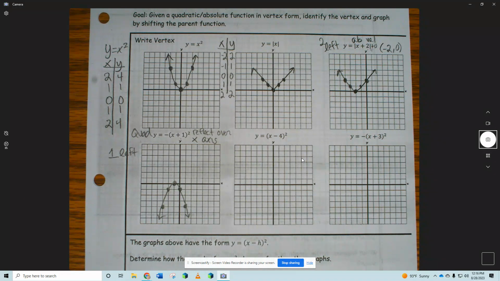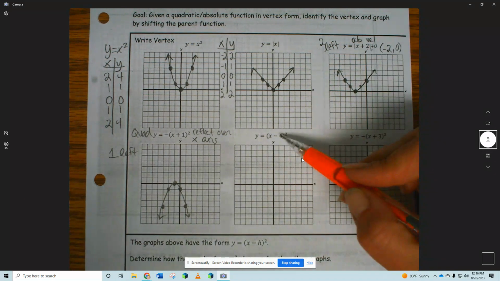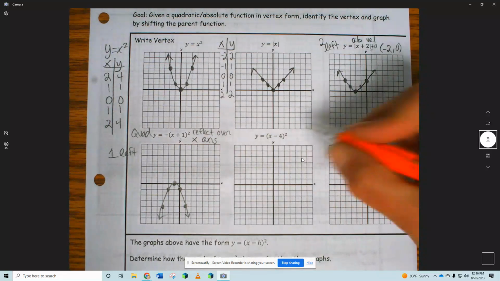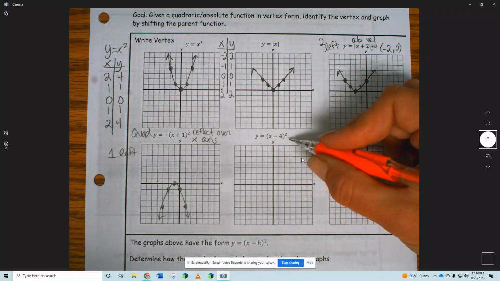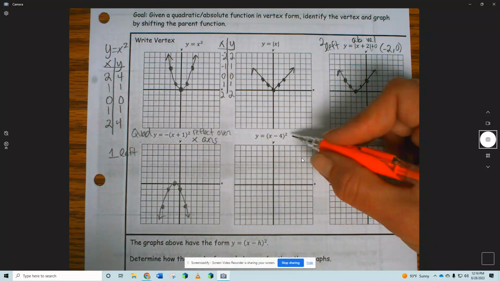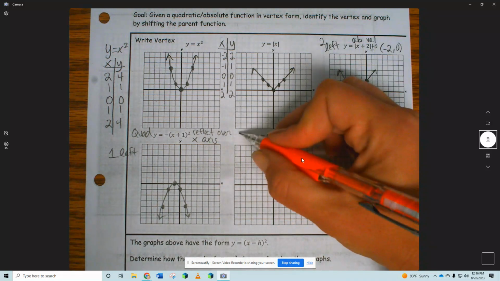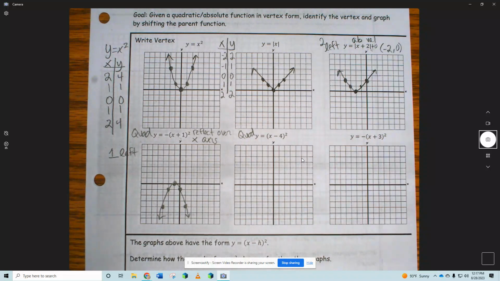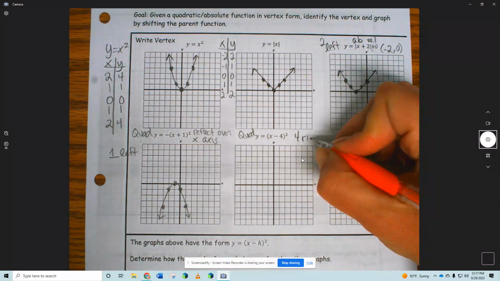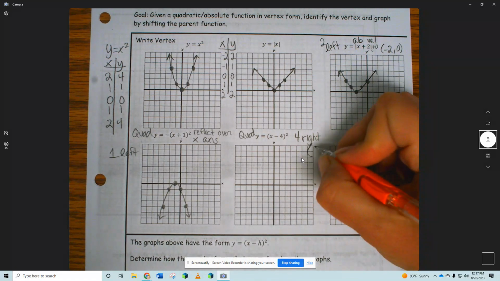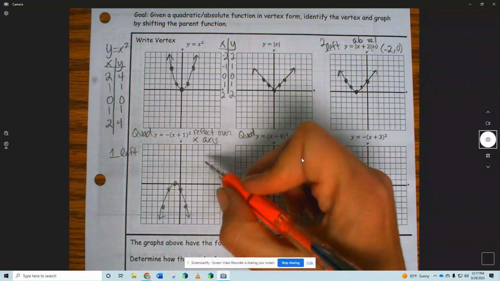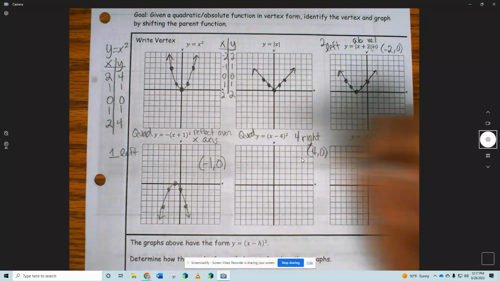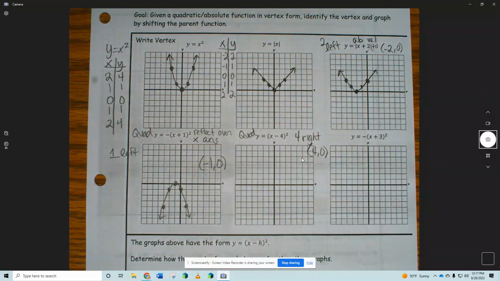All right. Middle bottom one. Quadratic or absolute value? Look at the grouping symbols. Is it straight lines or is it a curve? Does it have a squared or not? Quadratic, parabola. 4 to the right, you guys. My vertex is 4, 0. Oh, I didn't do my vertex on this one. -1, 0. So, 4 to the right. Make your dot, 4, 0.